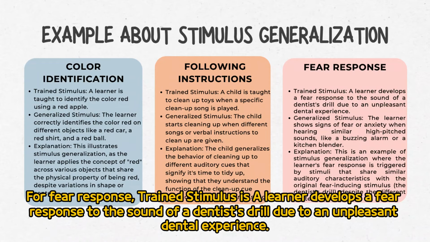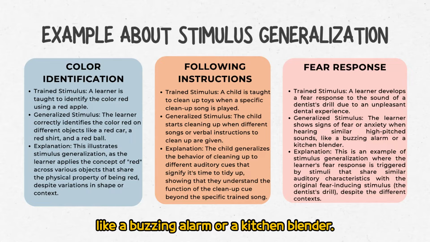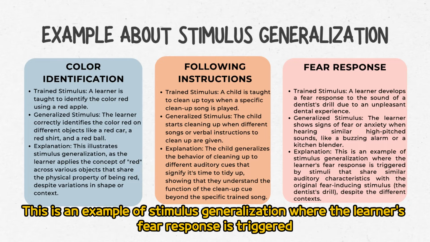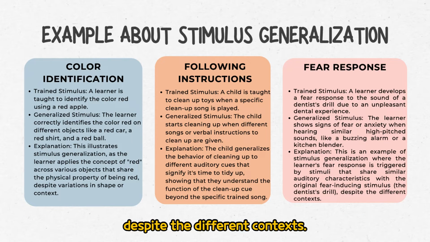For fear response, the trained stimulus is: a learner develops a fear response to the sound of a dentist drill due to an unpleasant dental experience. The generalized stimulus would be: the learner shows signs of fear or anxiety when hearing similar high-pitched sounds, like a buzzing alarm or a kitchen blender. This is an example of stimulus generalization where the learner's fear response is triggered by stimuli that share similar auditory characteristics with the original fear-inducing stimulus, the dentist drill, despite the different contexts.